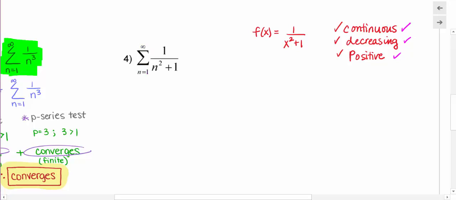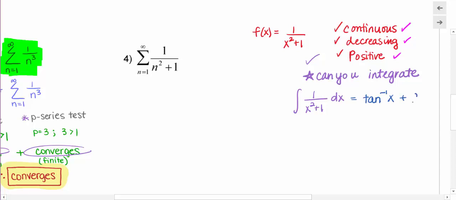So is this continuous, decreasing, and positive for all of these positive values moving forward? And this is. And so the other big question is, can you integrate? And I'm going to do it first just as an indefinite integral, just so you can get used to the idea of, can you integrate in general? And I would say yes, I can. This antiderivative is inverse tangent of x, and I'm going to put the plus C just to be accurate, but I know I'll have bounds here in a minute. So if I can integrate, then this is a perfect candidate for the integral test. Okay?